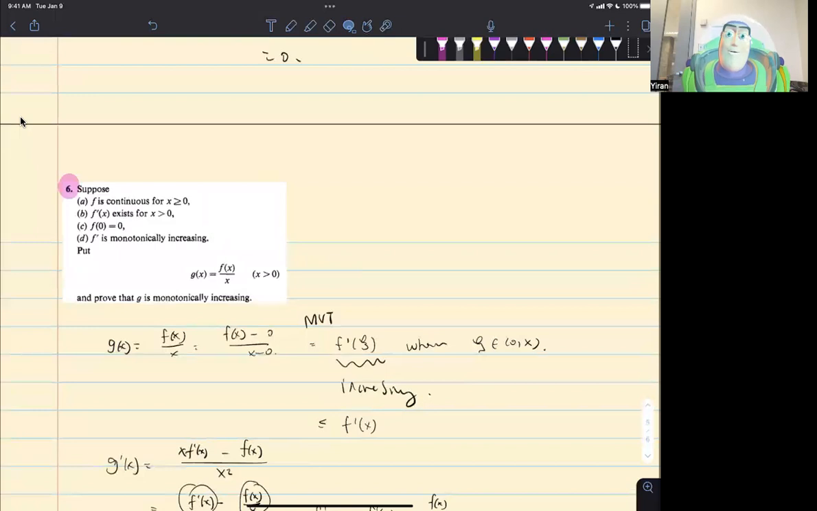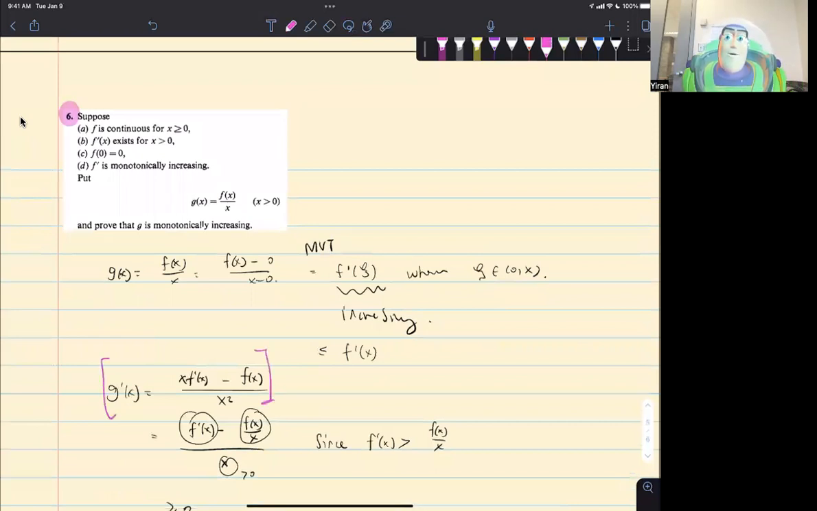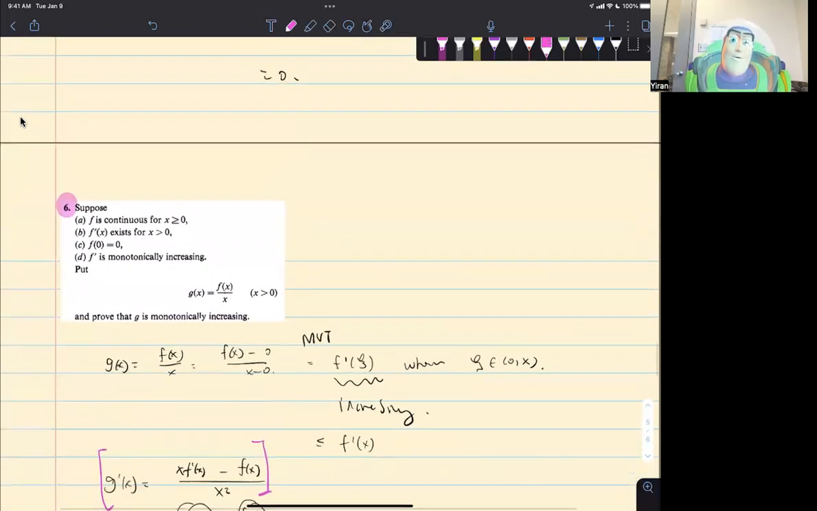Okay, and then we define that g(x) is equal to f(x) divided by x, and then we want to show that g is monotonically increasing. Again, g is monotonically increasing if and only if g prime of x is larger or equal to 0 for every x. So our goal actually relates to the first derivative of function g, and that leads us to compute the first derivative of g. So I compute it here. G prime is equal to this expression, and let's digest each expression individually.